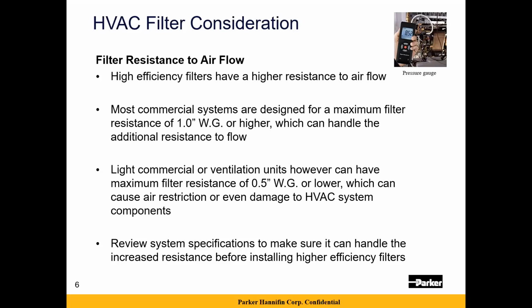However, there are light commercial or ventilation units, which are really designed to move air and not really designed to handle high efficiency products. So in those kinds of applications, the maximum filter resistance might be a 1/2 inch or lower, which can cause air restrictions and then cause complications to either restrict airflow or even possibly damage HVAC systems and components. So examples of these would be light, low tonnage air conditioning units, something you might see more in residential applications, all the way down to, for example, some hotels which may have wall-mounted ventilation units and not a central air handler. Those are the ones where you would have the most risk.